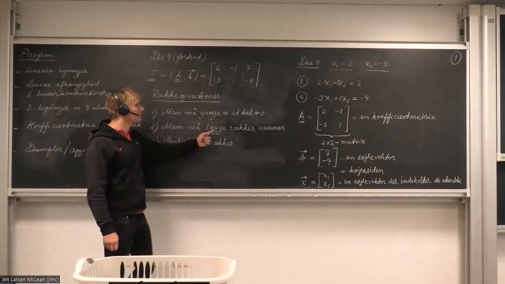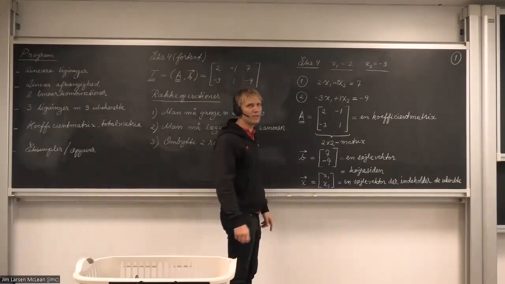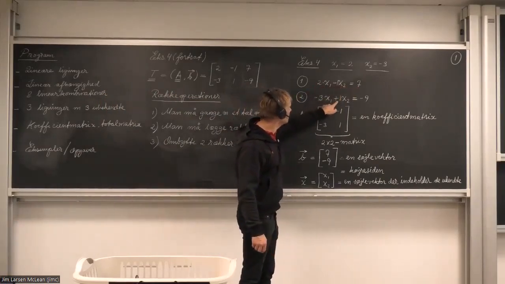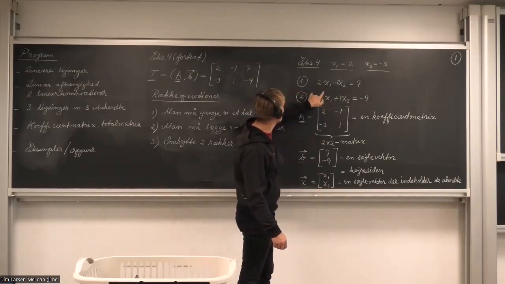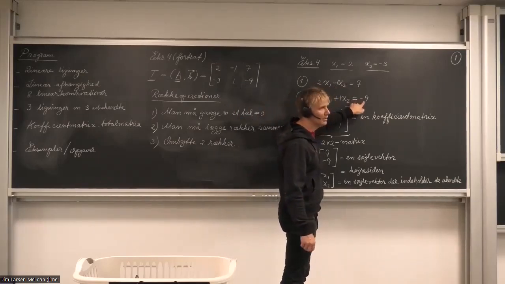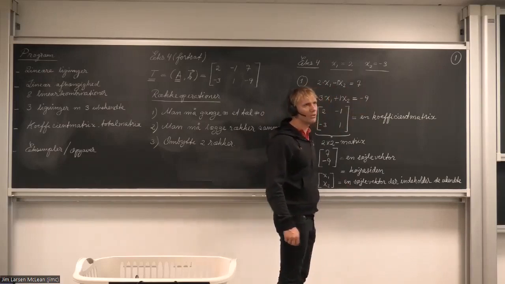You can add rows together. It is pretty obvious if you think about it, because if 2x1 minus x2 equals 7, and minus 3x1 plus x2 equals minus 9, then it must be true that the number of x1's plus the number of x1's and the number of x2's plus the number of x2's should give 7 plus minus 9. So you can also add rows together.